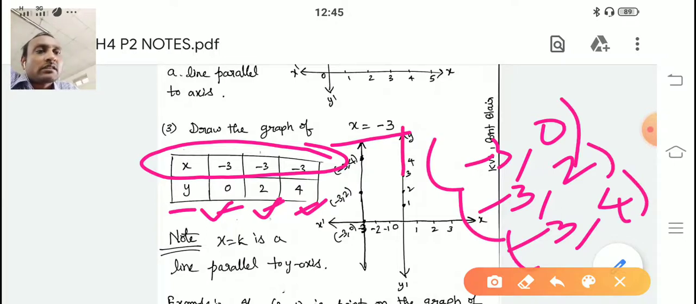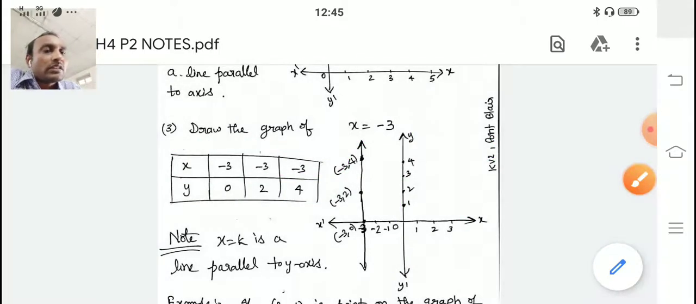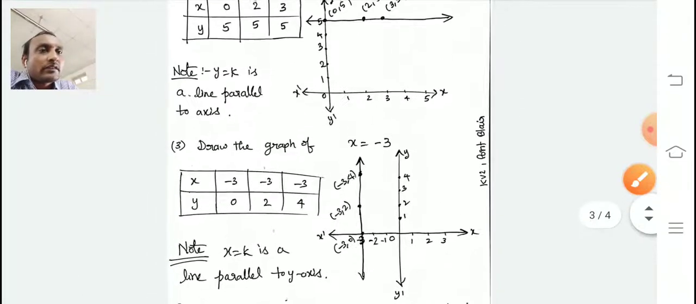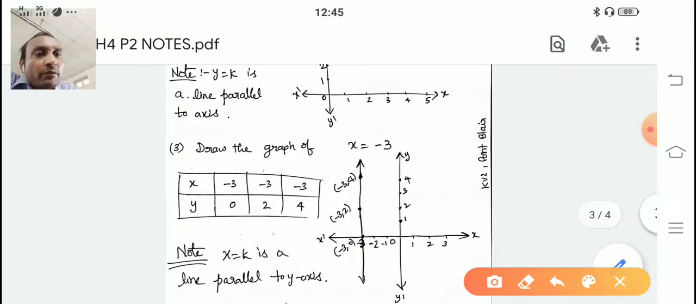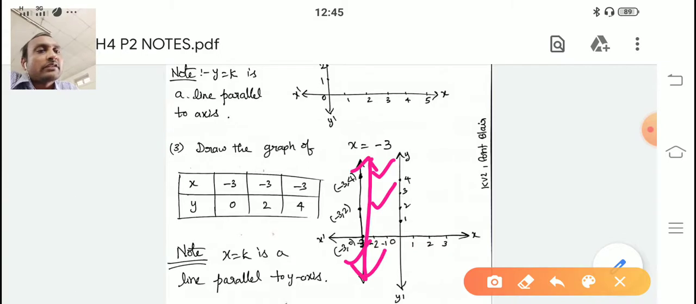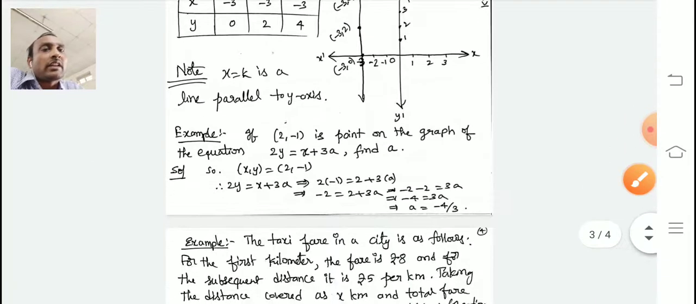See, minus 3, 4; minus 3, 2; minus 3, 0. Those 3 points if I join, I get the line parallel to the y axis. So, x is equal to k is the line parallel to the y axis. Now, one more example.